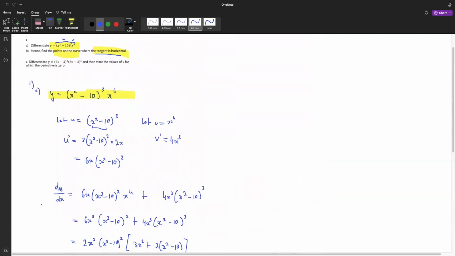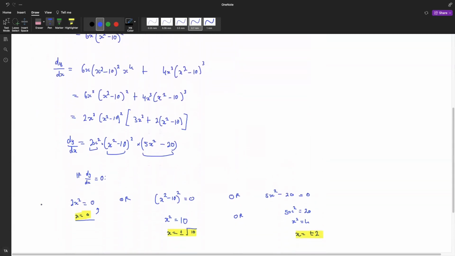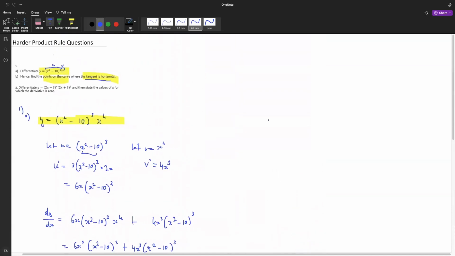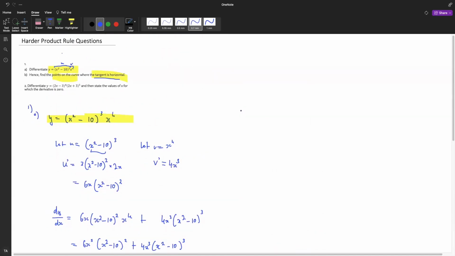I'll just say that's question 1 done. And I'll just label that as part B so we know what we're referring to. And now let's go through question 2. So I'll do question 2 over here on this side. And again, we want to differentiate this function where we've got two products, and then we want to find the values of x for which the derivative is 0.